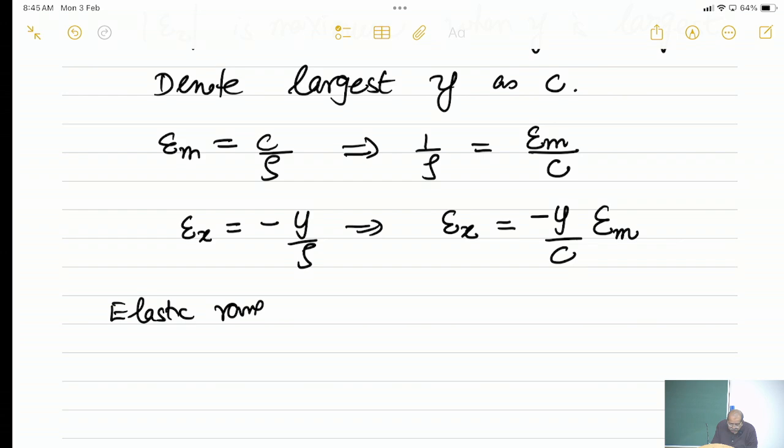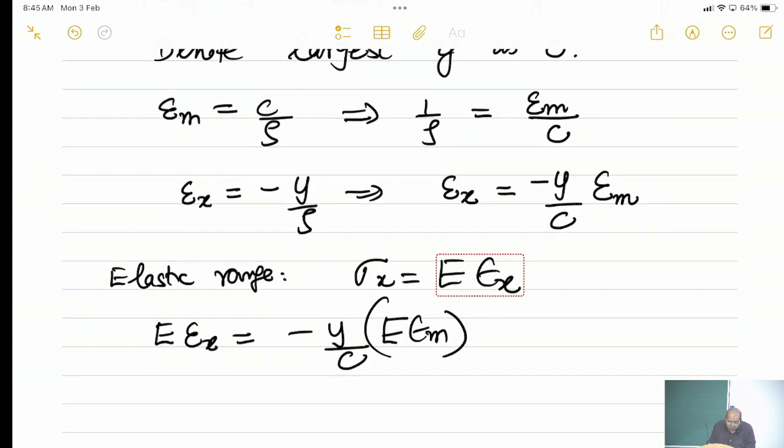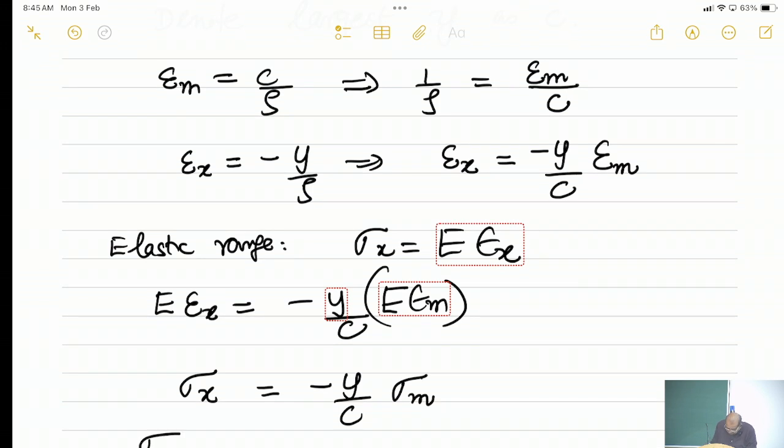In the elastic range, sigma x is equal to E times epsilon x. Therefore, E times epsilon x is equal to minus y by c times E times epsilon m, or what we will get is sigma x is equal to minus y by c times the maximum sigma, where sigma m is the absolute maximum.